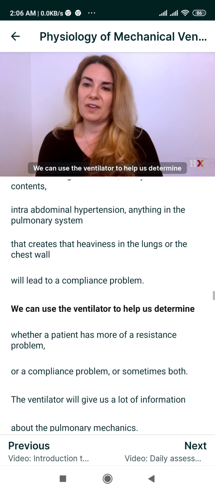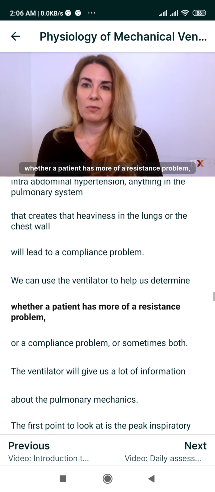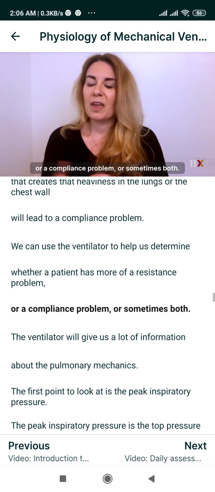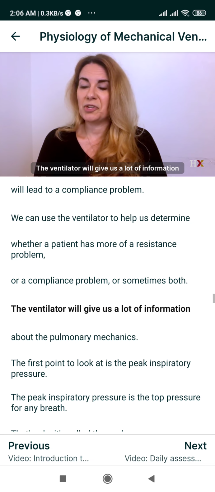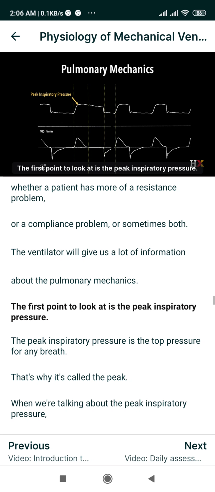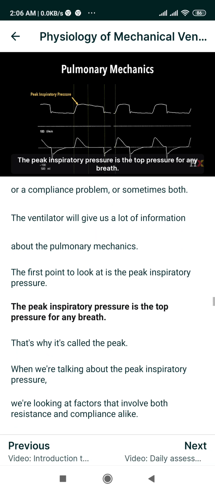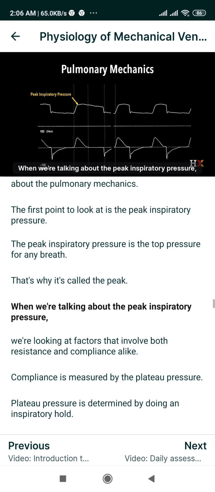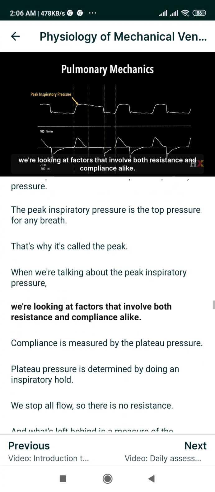We can use the ventilator to help us determine whether a patient has more of a resistance problem or a compliance problem, or sometimes both. The ventilator will give us a lot of information about the pulmonary mechanics. The first point to look at is the peak inspiratory pressure. The peak inspiratory pressure is the top pressure for any breath. That's why it's called the peak. When we're talking about the peak inspiratory pressure, we're looking at factors that involve both resistance and compliance alike.